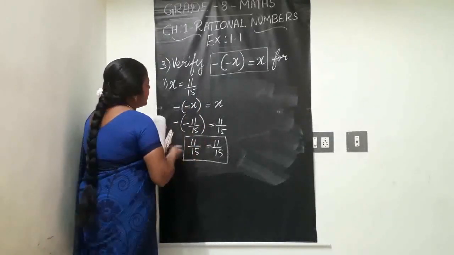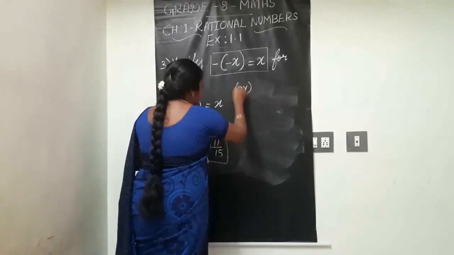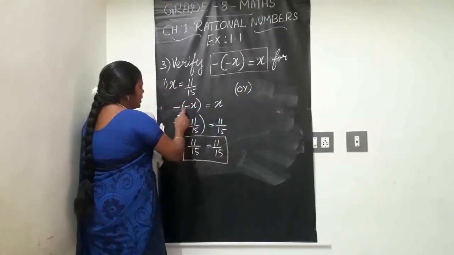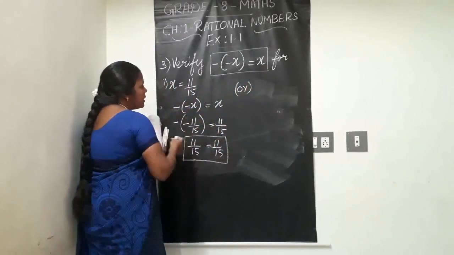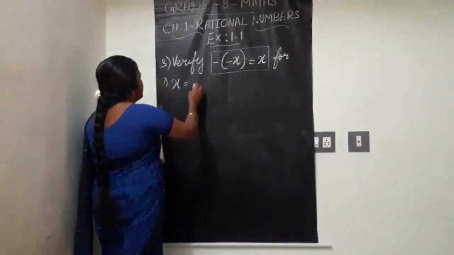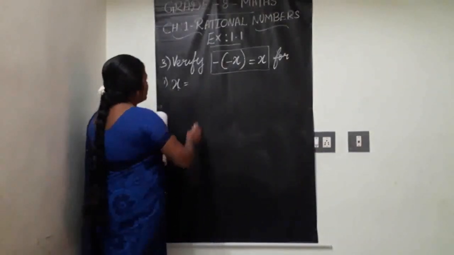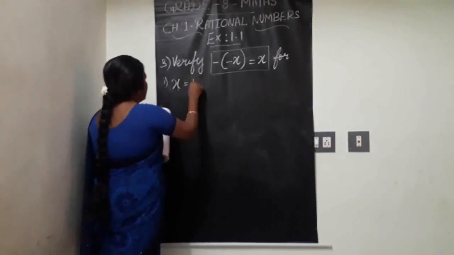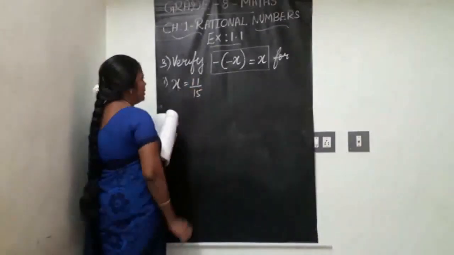Then, one more method is there, the additive inverse way. Here I have multiplied both minus. Another way means, in which way can you solve? See, another method I am putting here. x value, what is given? 11 by 15. Clear?